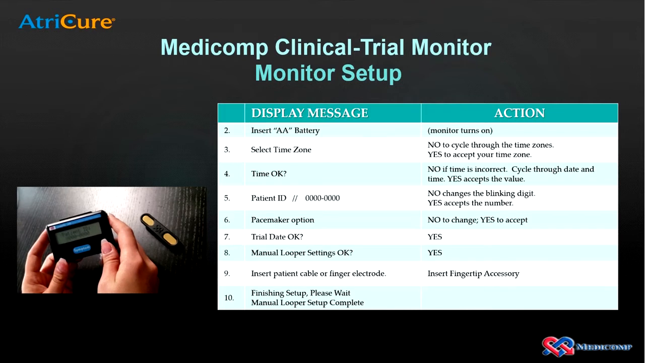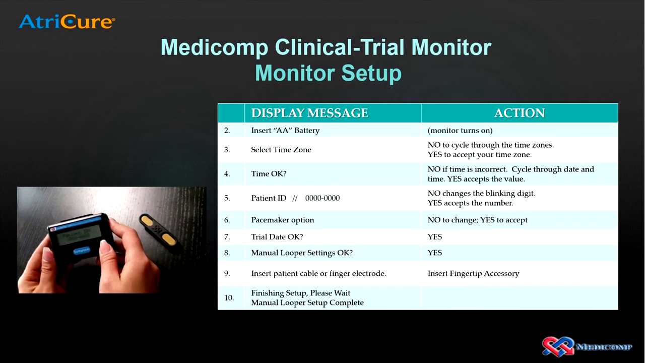If the date and time are incorrect, you have about 4 seconds to press the no button to make a change. So if any changes are necessary, please follow the step-by-step instructions as shown in step 4. The fifth step is the patient ID, which will initially start with all zeros, and ask the question if this is correct.